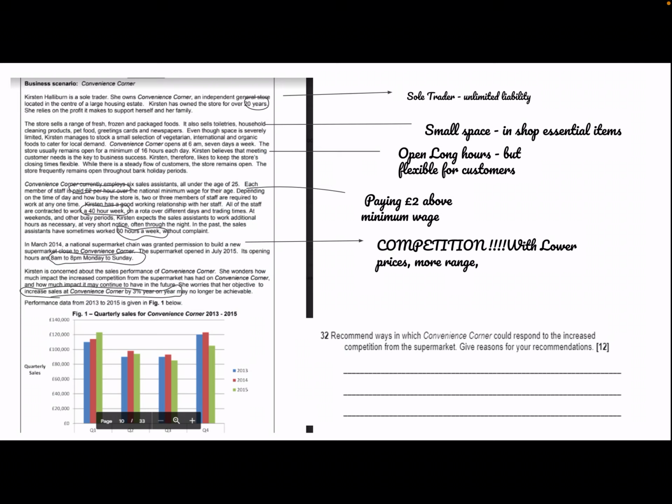The next paragraph talks about who works for her, and we have people there who are under the age of 25, so they're relatively young, probably students at university or in the beginning of their career. And a really good thing about this is she's paying above the minimum wage. So this is showing that actually she does care for her staff. And by paying over the minimum wage, it gives you the impression that, yes, there is a good working relationship.